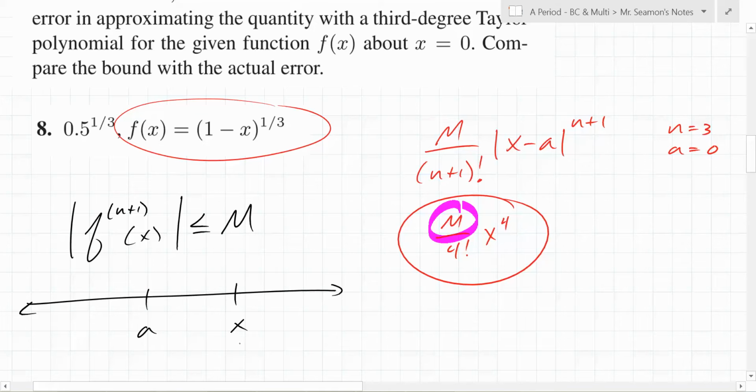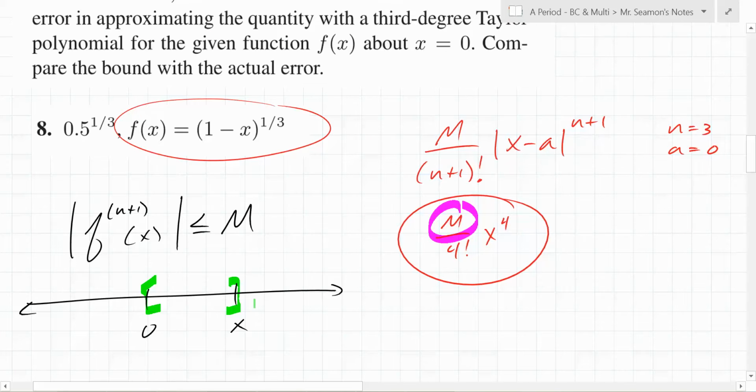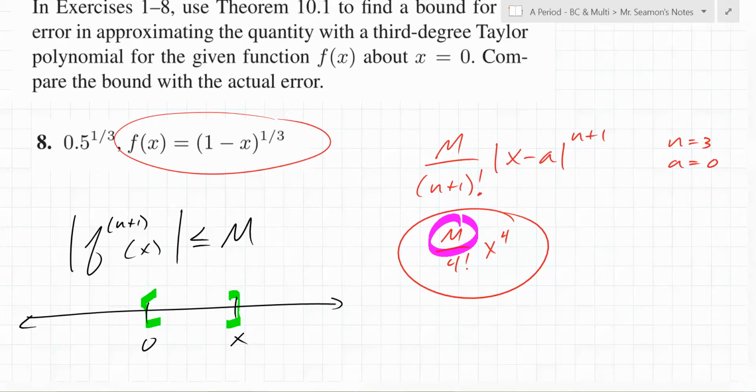What is a in this case? 0. So we're looking at 0 all the way to x. Now here's the thing. Do we know what x is yet? What is our x value? Be really careful. What is our x value? Someone said it. It's 0.5. Why is it 0.5?